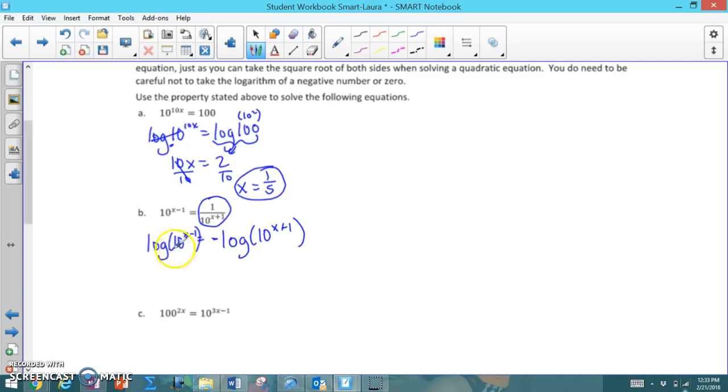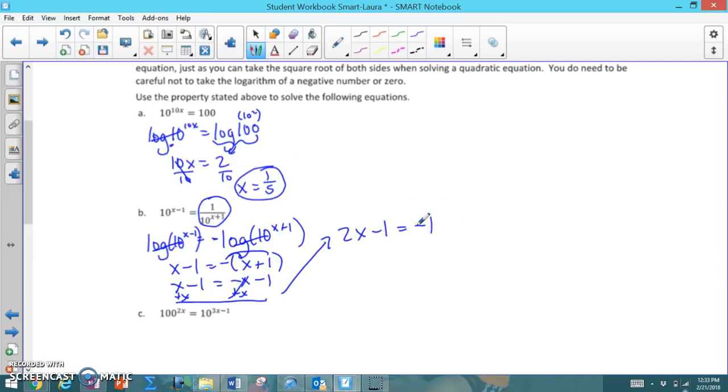Now on both sides, we have a log of 10, so we can just say that it's equal to the exponent. The difference in the second one is I have to account for the -1 in front, but then I have x plus 1. Now I just do my algebra. I'm going to distribute the negative, x minus 1. I'm going to add x to both sides. I get 2x minus 1 equals -1. Add 1. I get 2x equals 0, divide by 2, so x equals 0.